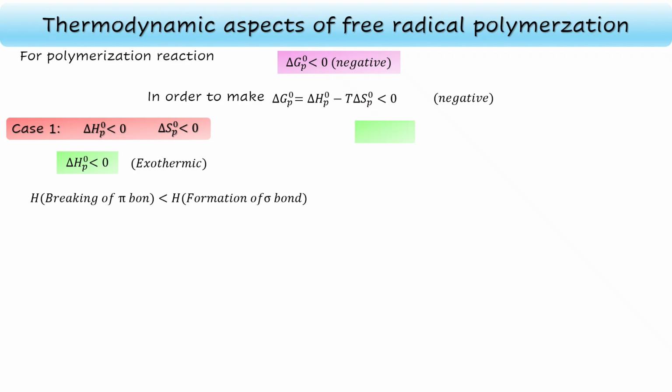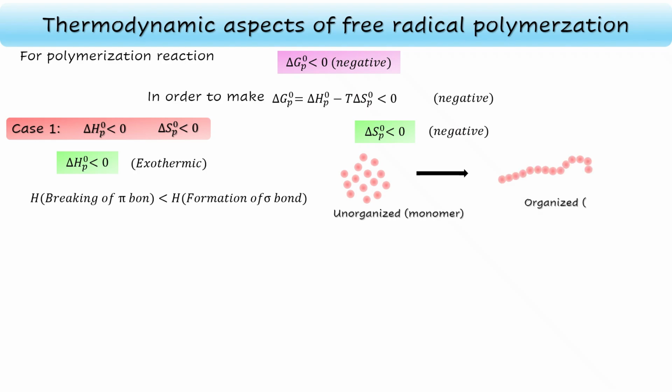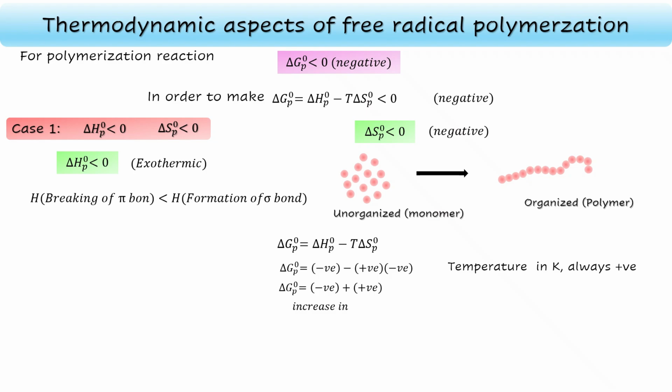However, entropy works against it. We are going from a disordered system of individual monomers to a more ordered polymer chain. This decrease in disorder means ΔSp° is negative, and therefore TΔSp° becomes positive, which increases the ΔGp°. To keep ΔGp° negative overall, we need to minimize the impact of the entropy term. That is why lower temperatures are favorable.